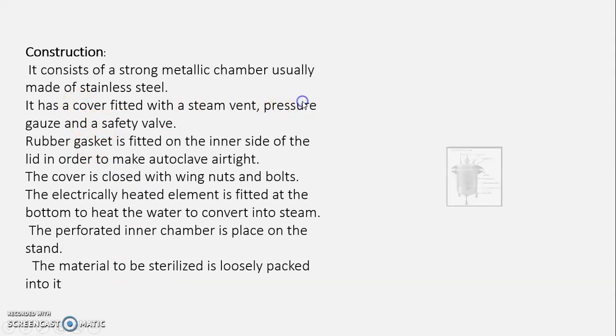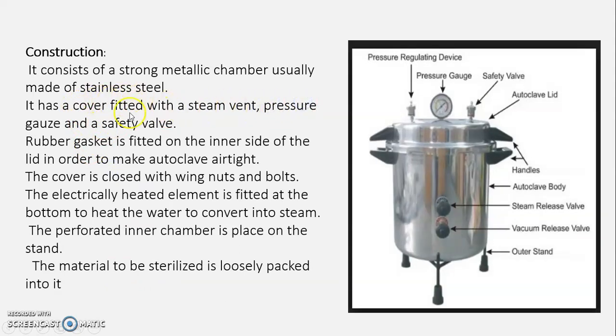It consists of a strong metallic chamber made up of stainless steel. It has a cover fitted with the steam vent, pressure gauge, safety valve. A rubber gasket is fitted on the inner side of the lid in order to make the autoclave airtight. The cover is closed with the nuts and bolts. The electrically heated element is fitted at the bottom to heat the water to convert it into steam. The perforated inner chamber is placed on the stand. The material to be sterilized is loosely packed into it.